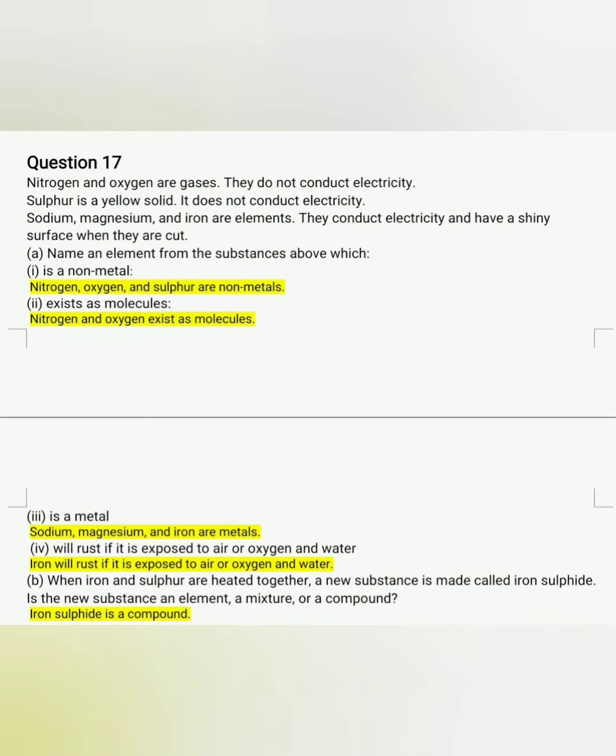Third part is a metal. Sodium, magnesium and iron are metals. Fourth part is, will rust if it is exposed to air, oxygen and water. Iron will rust if it is exposed to air and water. You know very well, iron rusts. B part is, when iron and sulfur are heated together, what will be formed? Iron sulfide is a compound, it will be formed.